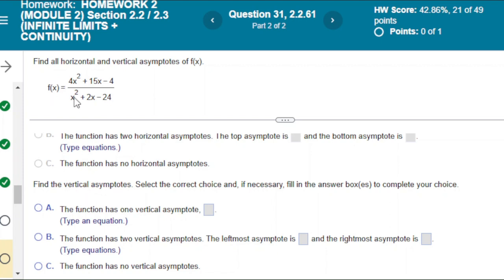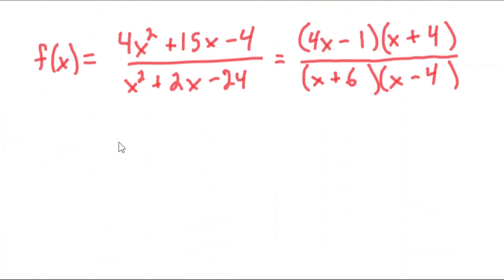Well, what we need to do is to factor the denominator. And I went ahead and factored the denominator. Notice it's x plus 6 times x minus 4. If you FOIL that out, x times x is x squared. You have a plus 6x, a minus 4x. That gives you plus 2x. And 6 times minus 4 is -24.